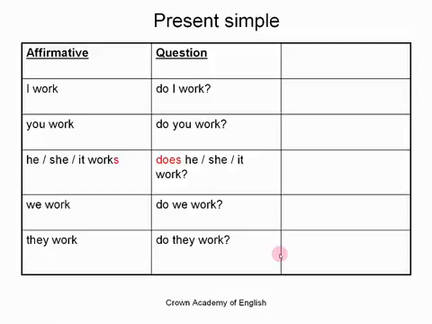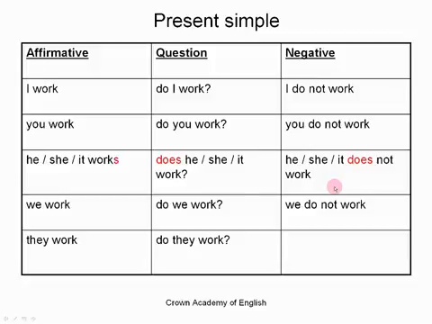Okay, now let's have a look at the negative form. I do not work, you do not work, he, she, it does not work, we do not work, and they do not work. Okay, so again, let's compare the negative form to the affirmative form, and let's look at what the rule is. So to go from I work to I do not work, we add two words to the sentence. So we add the words do not.